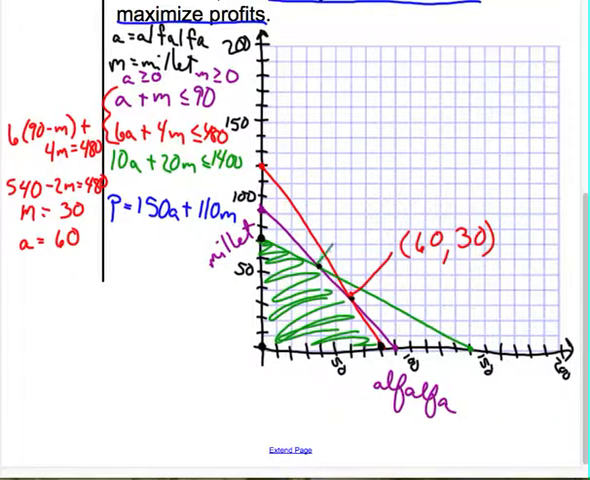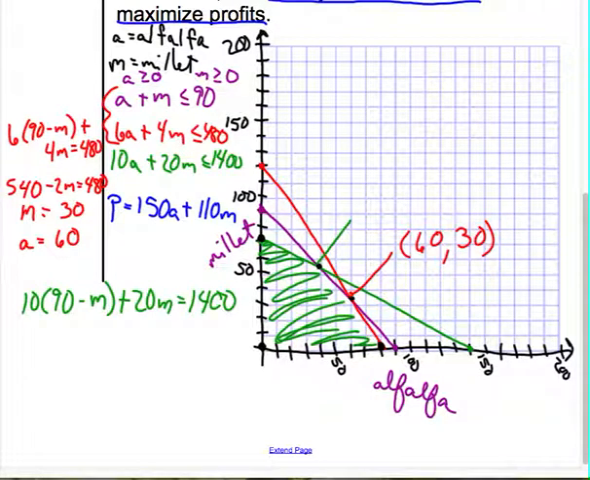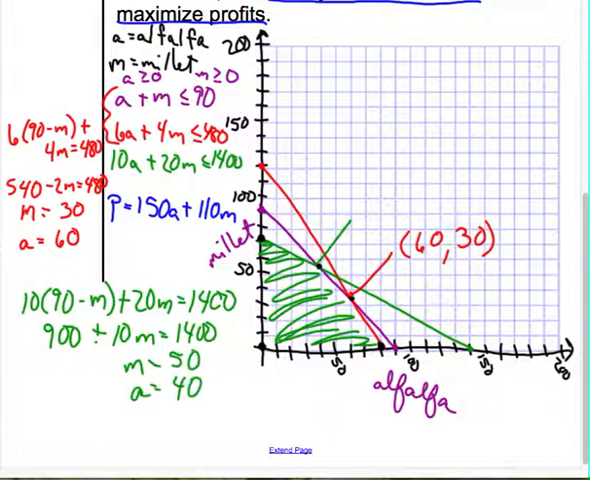So now we need to find this point where my green and my purple intersect. So I'm going to go ahead and use substitution again, that same 90 minus m for A. So solving this quickly, we've got minus 10 plus 20. So subtracting 900 and dividing by 10, we get an m value of 50. So alfalfa would be 40. So that's this ordered pair right here.